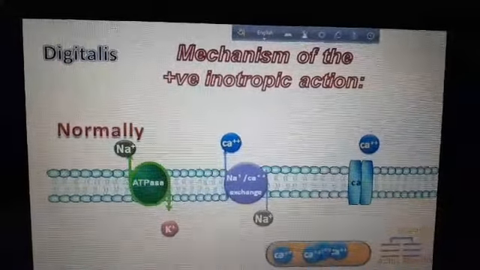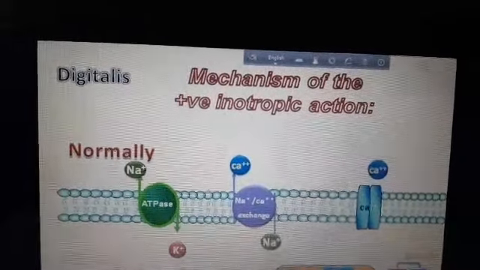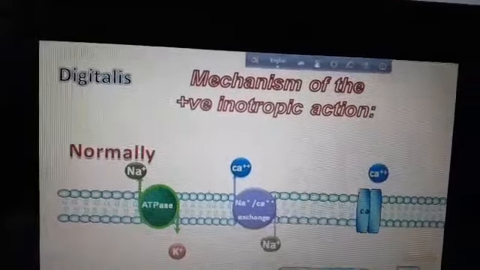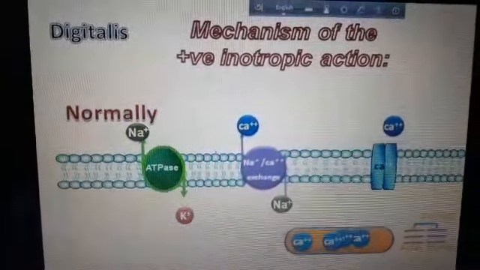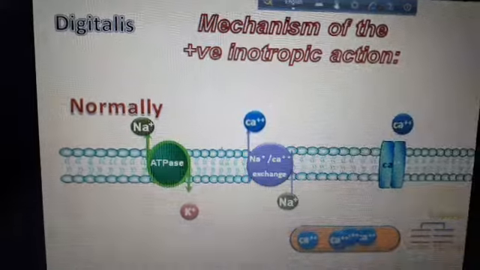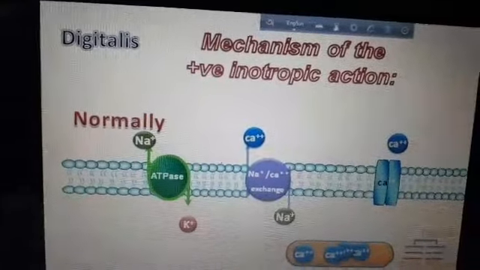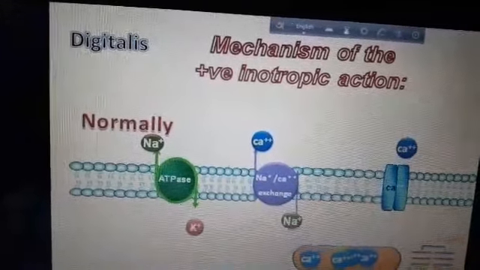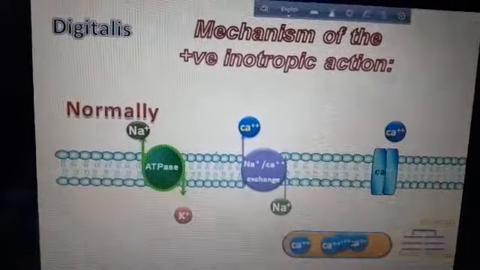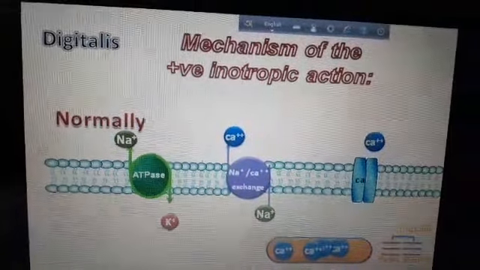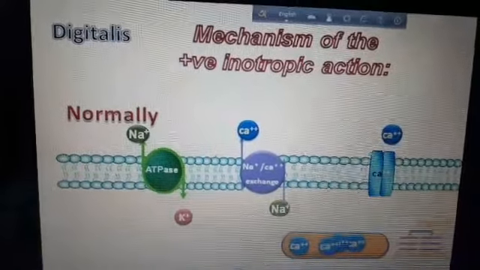Normally we have more intracellular potassium. Sodium concentration is less inside, and potassium concentration is more inside. So despite this concentration, it is going against the concentration gradient. Though sodium is higher outside, it will cause sodium exit against the concentration gradient. That's why it is called an active pump. 3 sodium exit and 2 potassium enter, despite potassium concentration being higher inside. So this is an active pump.